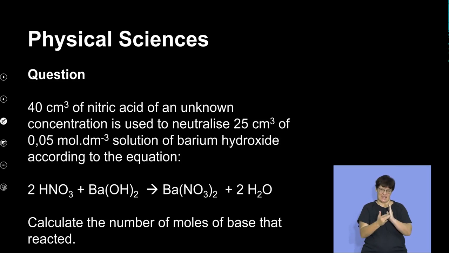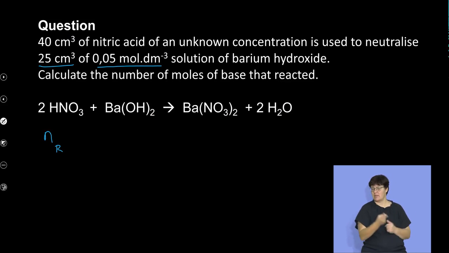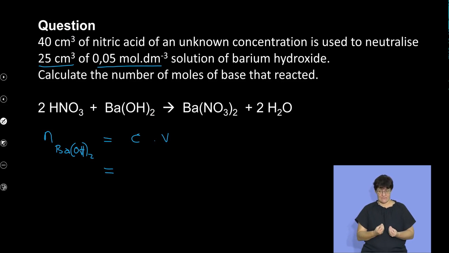Okay, and then the question says, calculate the number of moles of base that reacted. Okay, how much volume of the base reacted? 25 cubic centimeters. What is the concentration of the base? 0.05 moles per cubic decimeter. So we want the number of moles of base, which is the number of moles of barium hydroxide, right? It is equal to concentration multiplied by volume, right? Do we have the concentration? Yes, the concentration is 0.05, right?